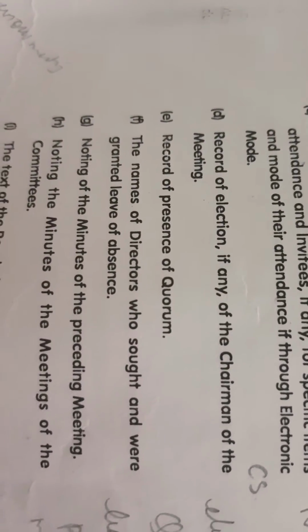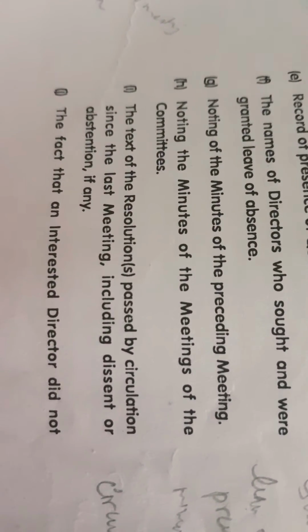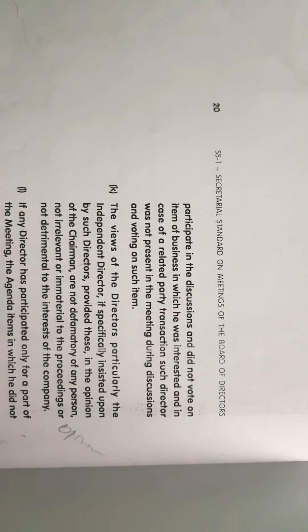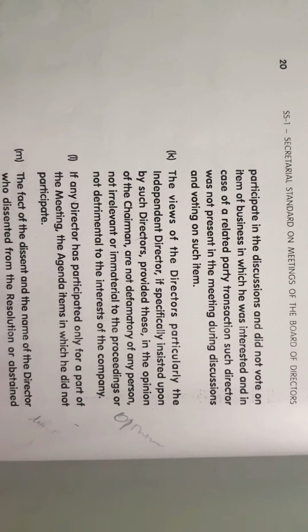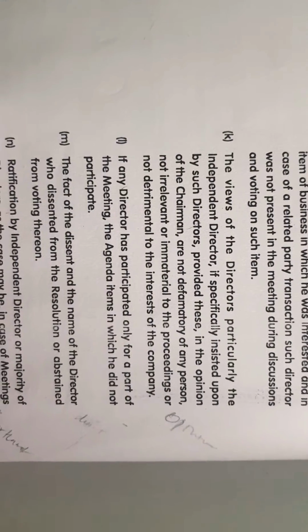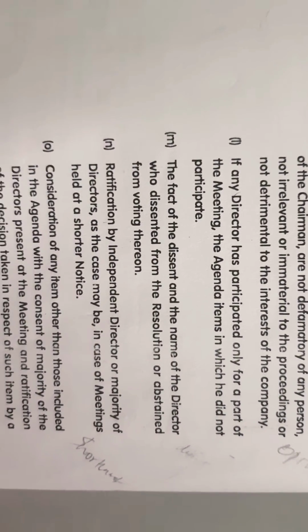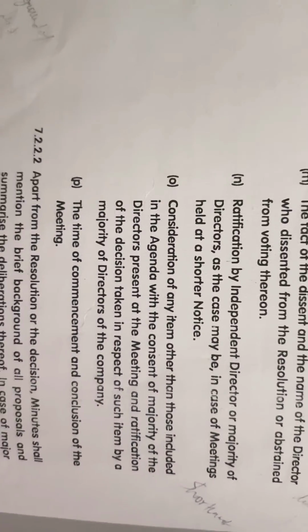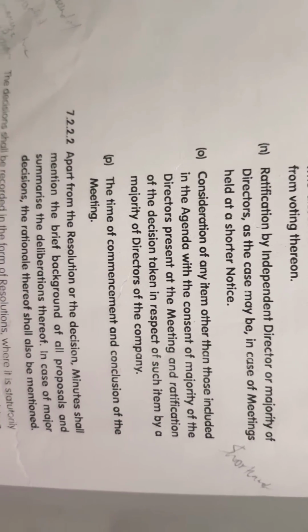The names of directors who sought and were granted leave of absence, noting the minutes of the preceding meeting, noting the minutes of the meetings of the committees, the text of resolutions passed by circulation, the fact that an interested director did not participate in the discussion, and the views of directors, particularly the independent director. If a director has participated only for a part of a meeting, the fact of dissent and the name of the director who dissented from the resolution, ratification by independent director in the case of meetings held at shorter notice, consideration of any item other than those included in the agenda, which has been ratified by a majority of directors, and the time of commencement and conclusion.